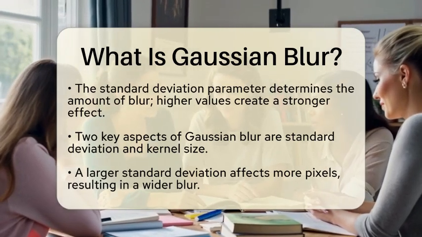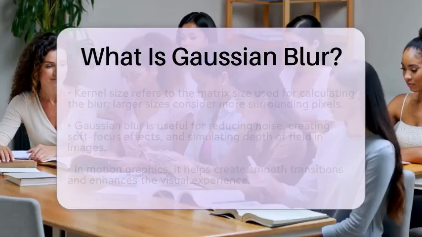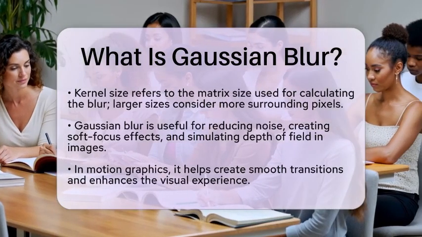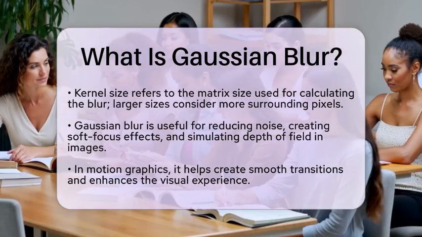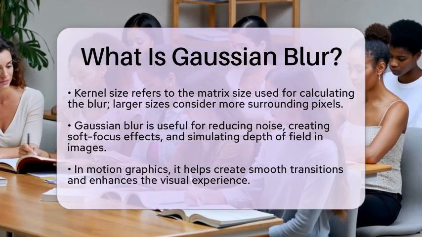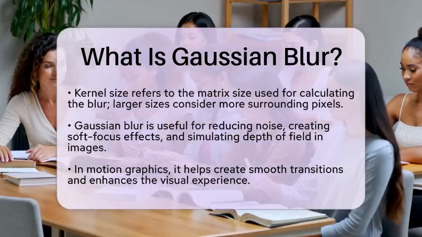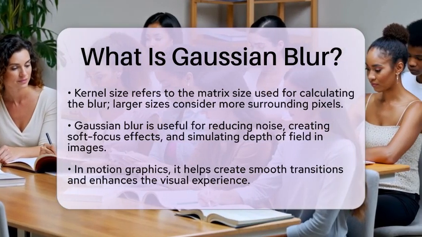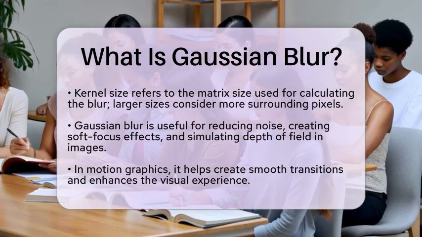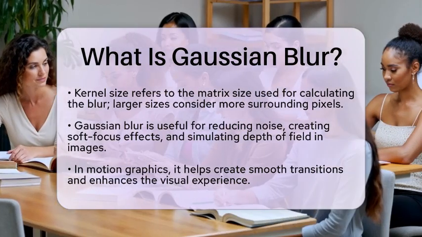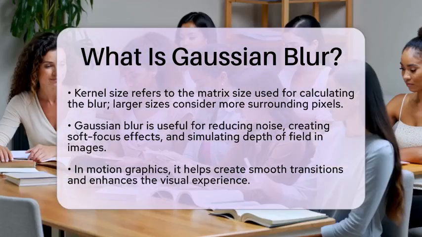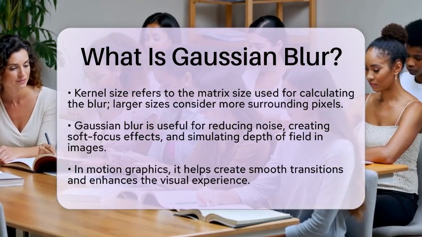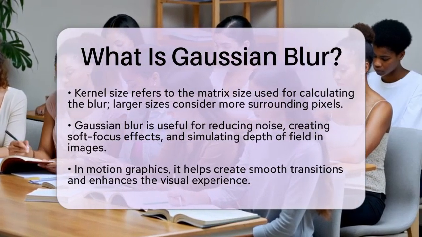In graphic design, Gaussian blur has several practical applications. It is great for reducing noise in images, making them cleaner and more polished. Designers often use it to create soft focus effects, especially in backgrounds, which helps draw attention to specific elements in the foreground. Additionally, Gaussian blur can simulate depth of field effects, allowing certain parts of an image to stand out while others fade into the background.